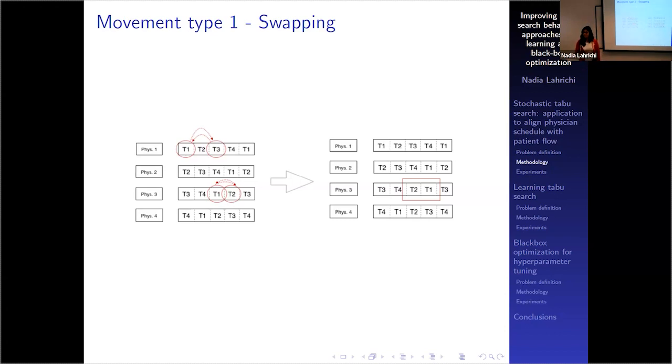Yes? When you swap two tasks, should you compute the new solution each time, or do you have some way to predict the new objective function? We don't predict. Here it's a straight, normal taboo search with no machine learning. I just calculate the objective function and get the solution.